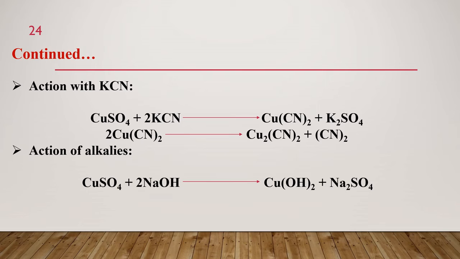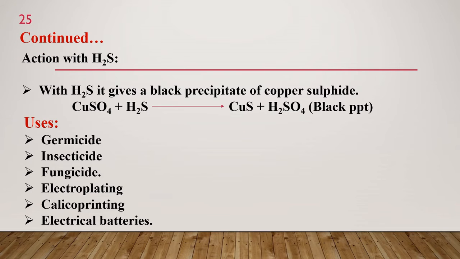Action with KCN. A yellow precipitate of cupric cyanide is formed with KCN, which further decomposes to give cyanogen gas. The reaction involves treatment of copper sulfate with two molecules of potassium cyanide to form cyanogen gas. Action of alkalis. With alkalis, a pale blue precipitate of copper hydroxide is formed. Action with H2S. Copper sulfate reacts with hydrogen sulfide to give black precipitate of copper sulfide.